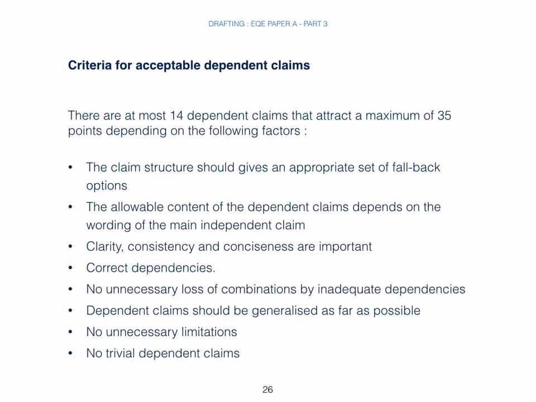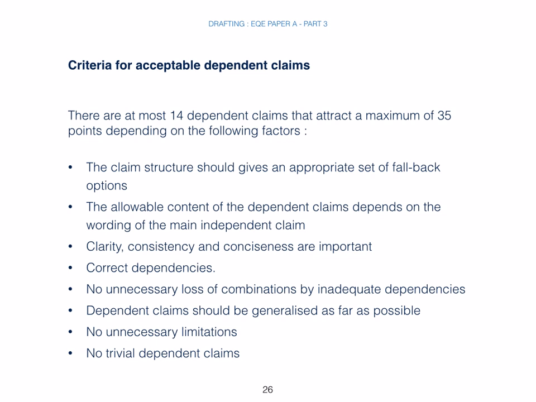Dependent claims. Okay, I'm going to go now down through the criteria noted on this slide. Maximum 35 points. The claim structure should give an appropriate set of fallback options. The allowable content of the dependent claims depends on the wording of the main independent claim. So if you have a different wording for your independent claim, that may influence the possibilities you have for your set of dependent claims. Clarity, consistency, and conciseness are important for the dependent claims.